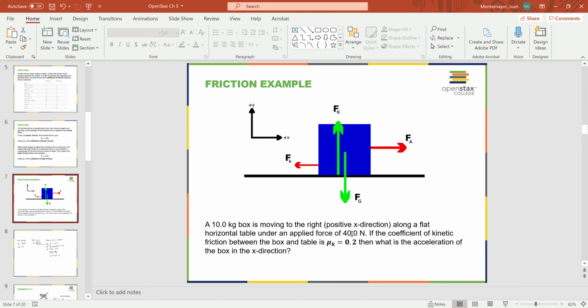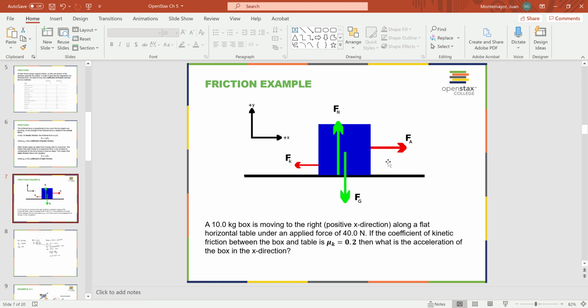So here's an example. You have a 10 kilogram box moving to the right in the positive x direction. We have our positive x, positive y signified here, along a flat horizontal table under an applied force of 40 newtons. If the coefficient of kinetic friction between the box and the table is mu_k equals 0.2, then what is the acceleration of the box in the x direction?